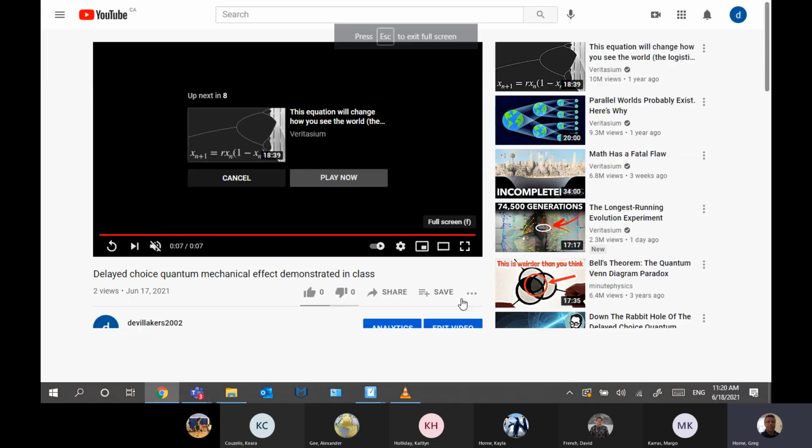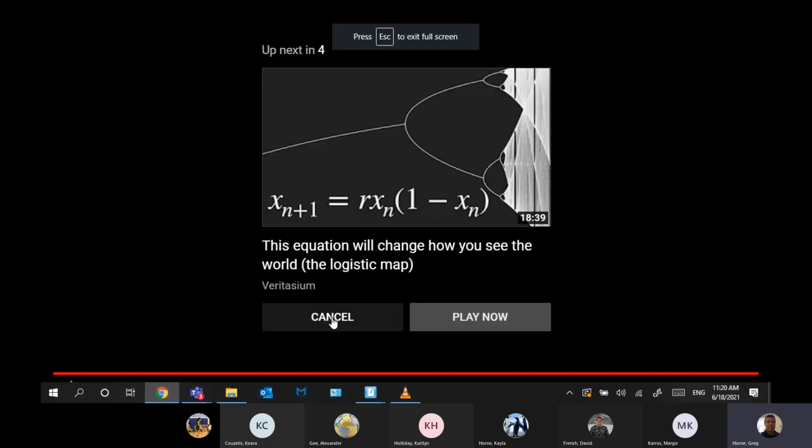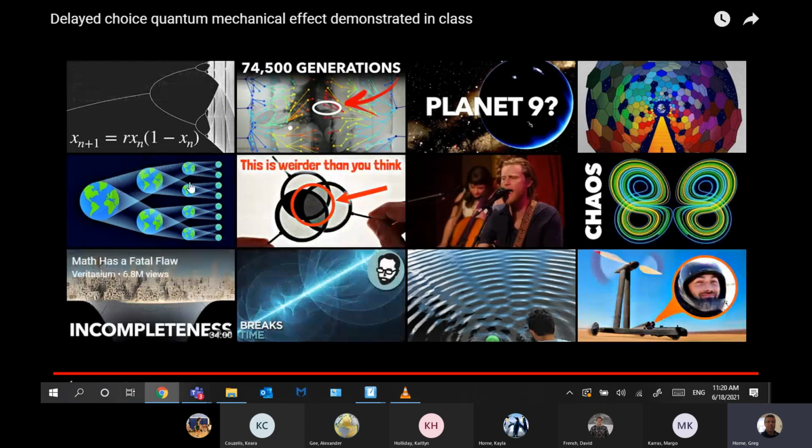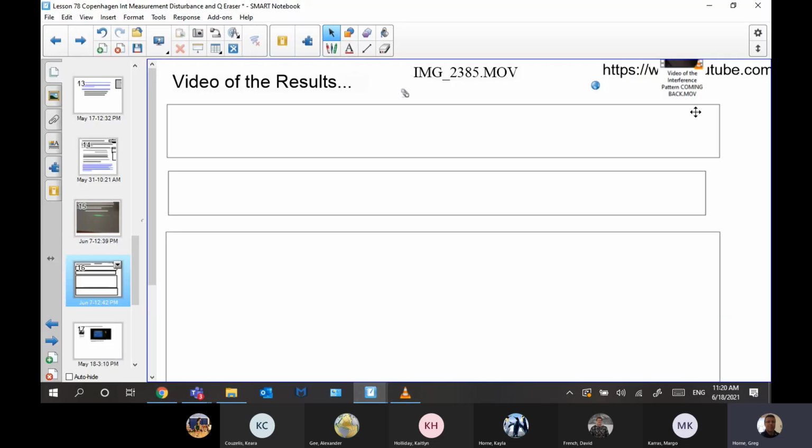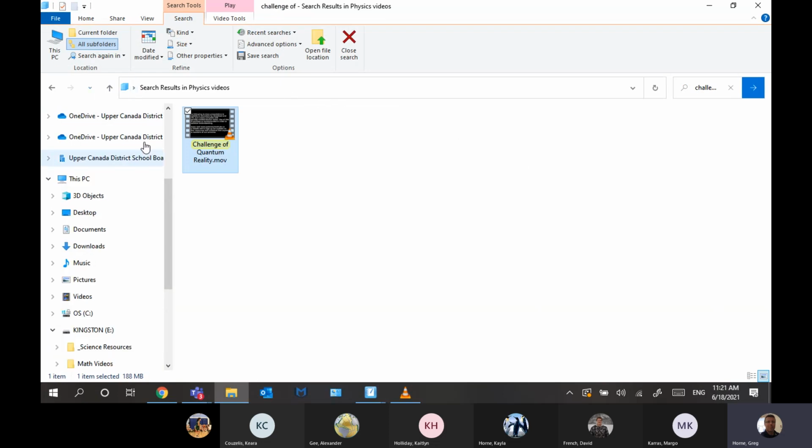Once I rotate the thing 45 degrees, I might have to go full screen here. Darn it, I can never get YouTube to work properly. Here we go. So there's the no interference. And then when you twist it, the resolution has declined by putting it on YouTube. I will grab my actual file. It's called interference pattern coming back.